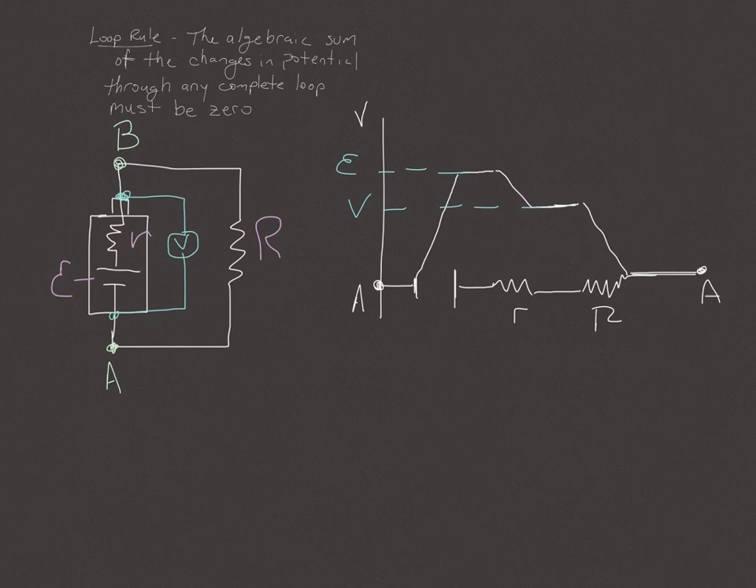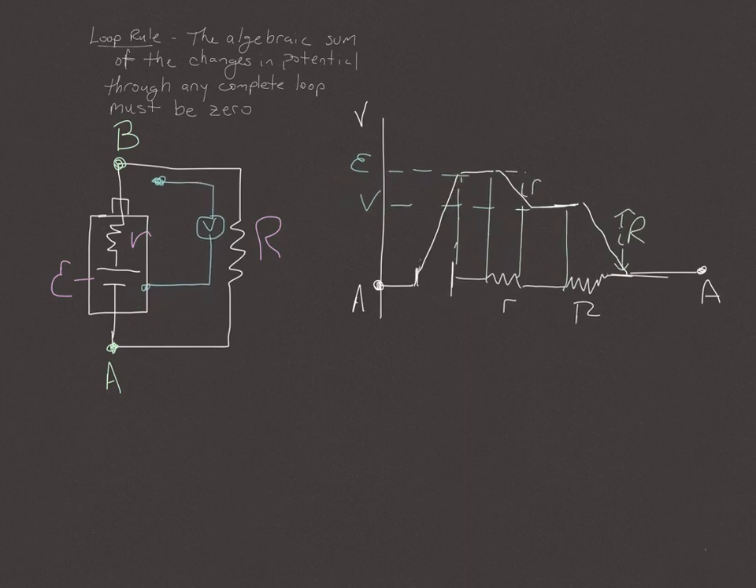And again, here's the rise between the terminals. Here's the drop over the resistor, and there's the drop over the last resistor. And this is that drop value. So how much that falls is the current times the little resistor. However much this falls is that IR. All right, so we're going to write out the loop rule for this.